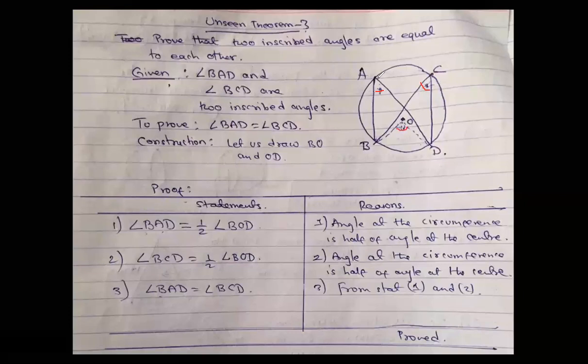So what is the relation between angle at the center and angle at the circumference? Angle at the circumference is half of angle at the center. So angle BAD is half of BOD. Angle at the circumference is half of angle at the center BOD.